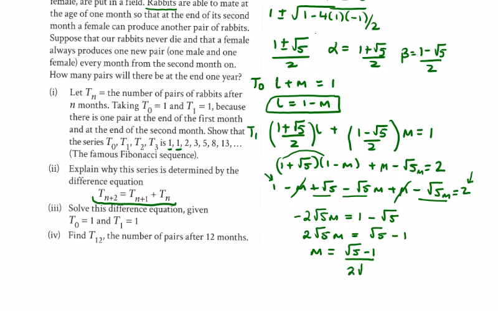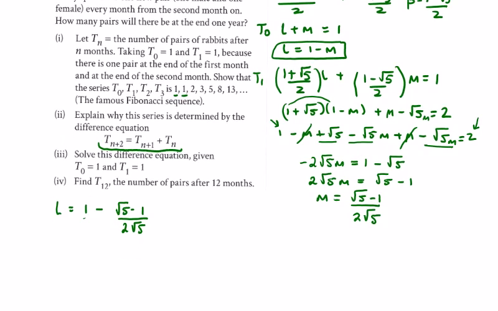Now you can get rid of the surd on the bottom if you want. I'm just going to leave it like this. L is equal to 1 minus M, which is 1 minus root 5 minus 1 over 2 root 5.